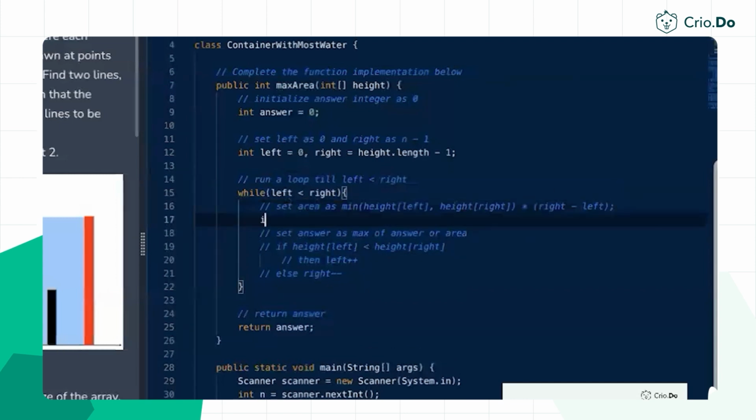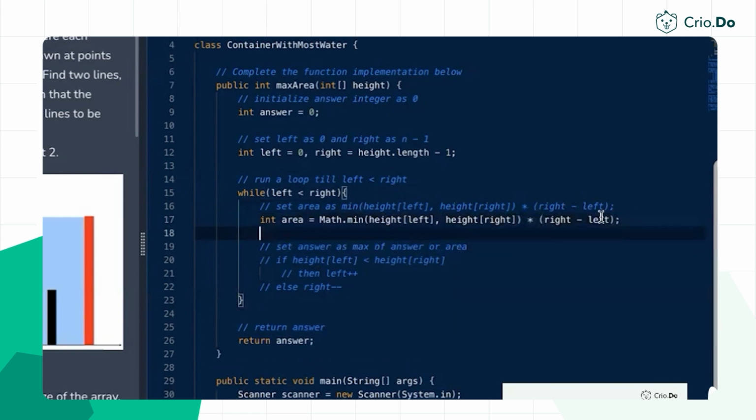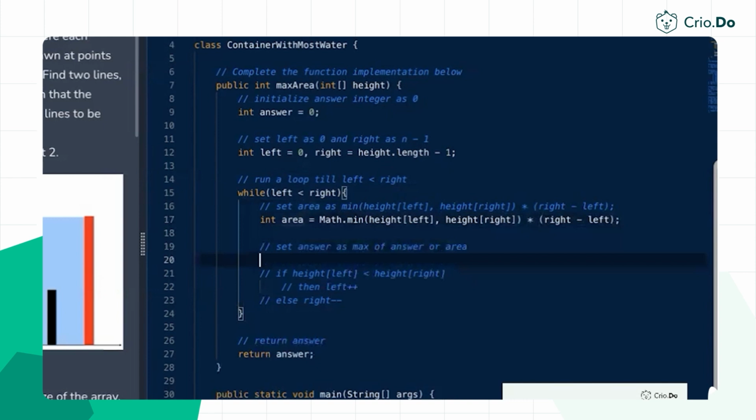So what will be the area? As discussed in the approach video, the area will be the minimum of the left height comma right height. First take the height as the minimum. Why? Because if I take the maximum, the water will overflow. So we have to take the smaller bar as the height reference. And the distance between them will be right minus left. Keep on calculating the area and storing the maximum. So answer will be the maximum of the answer till now and the current area.